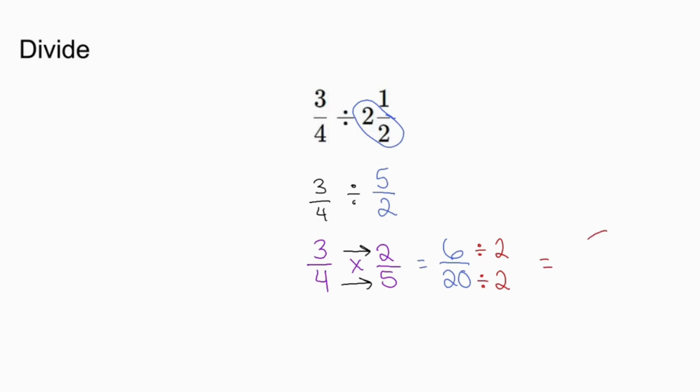6 divided by 2 is 3. 20 divided by 2 is 10. And our final answer is going to be 3/10.